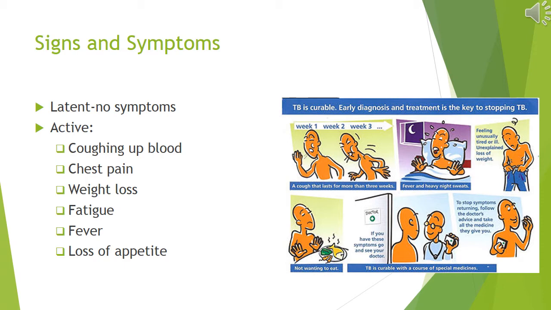When it occurs outside your lungs, the symptoms can vary according to what organ is involved. For example, if tuberculosis was in your spine, you may have back pain. If it was in your kidneys, you might see blood in your urine or also have back pain. So it matters what part of the body it's in, and the symptoms will vary with that.